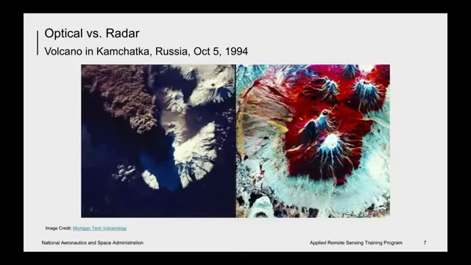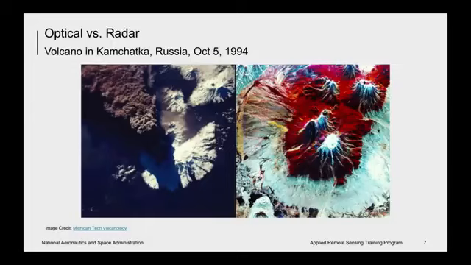Here you can see an example of an optical versus a radar image. This is the Khrushchevskoye volcano in Kamchatka, Russia, which began to erupt on September 30th, 1994. The image on the left is a photograph taken by astronauts on board the space shuttle during the early hours of the eruption, clearly showing a thick ash plume. The image on the right is a radar image acquired during the eruption by SAR, which was one of the early synthetic aperture radars flown in space, and it was flown on the Space Shuttle Endeavour.